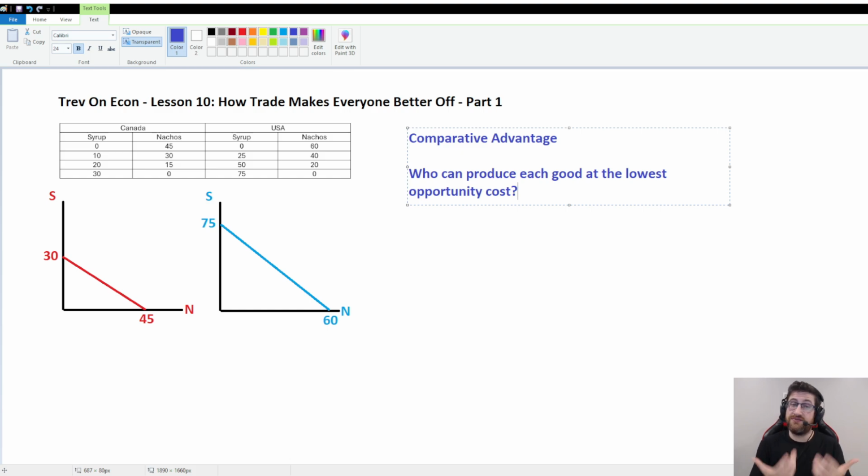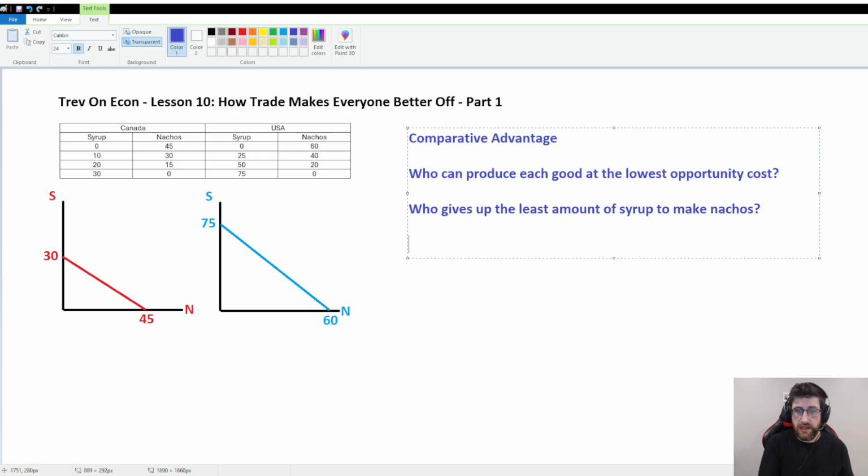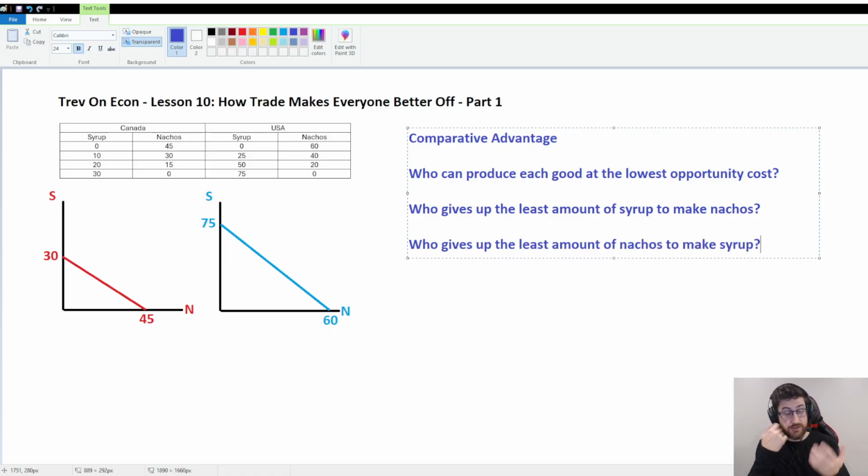Now, in a situation like this, it's very easy because, well, if I only have two goods, the opportunity cost is the other thing, right? So what this is saying in plain English is who gives up the least amount of syrup to make nachos, and who gives up the least amount of nachos to make syrup, right? There's that trade-off where when I make more nachos, I have to give up some syrup. When I make more syrup, I have to give up some nachos, right? As I reallocate those resources.